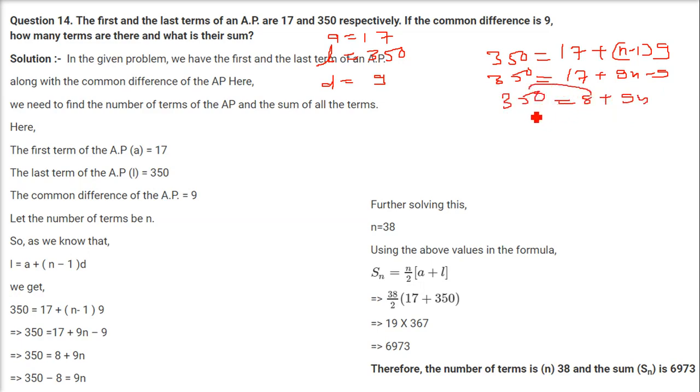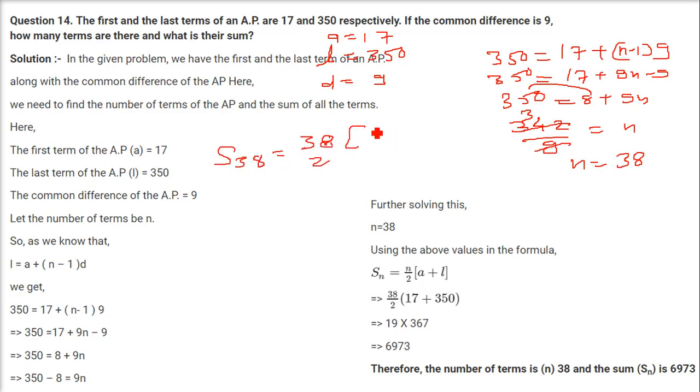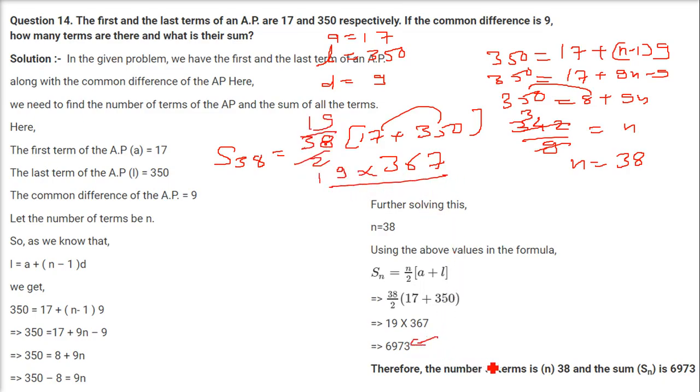Bring this here, 350 minus 8 is 342, and divided by 9, you get 9 3s are 27 and 8 9s are 72. So you get n equal to 38. Now you can find out the sum of 38 terms. This is going to be n by 2, which is 38 by 2, and A plus L. What is A? 17. What is L? The last term, it's given as 350. So 350 plus 17 is 367. And 2 19s are 38, so we just have to multiply 19 and 367. And this is going to be 6973.